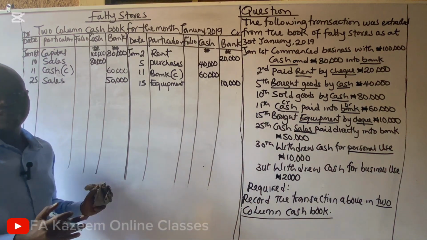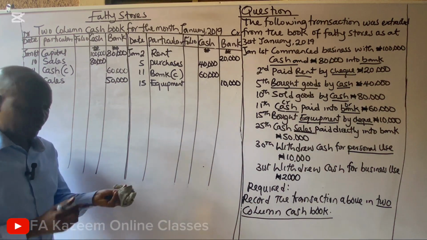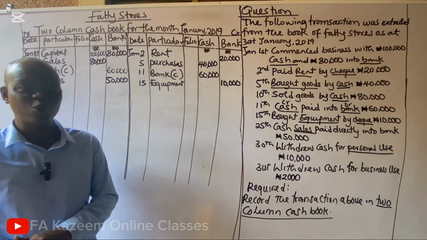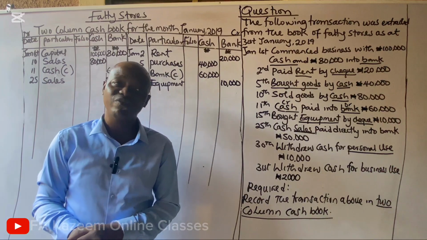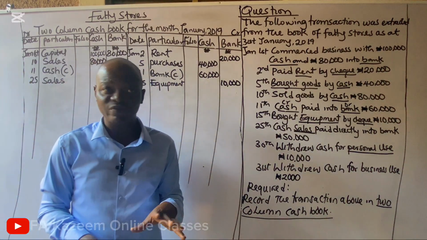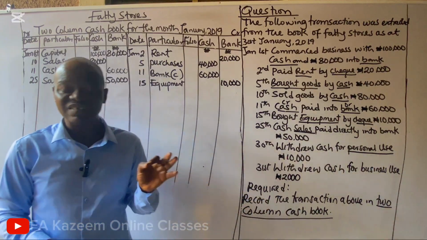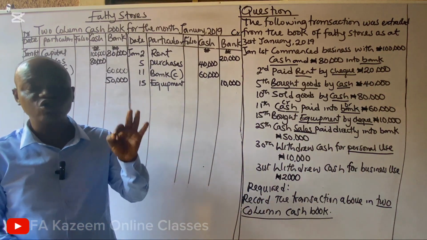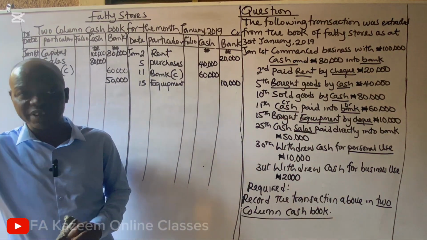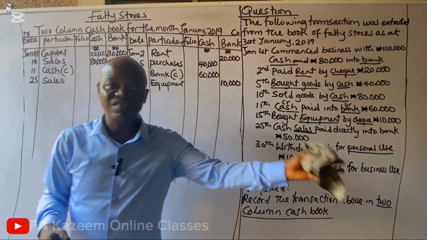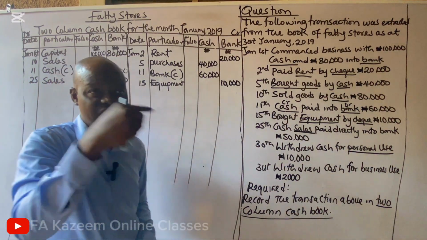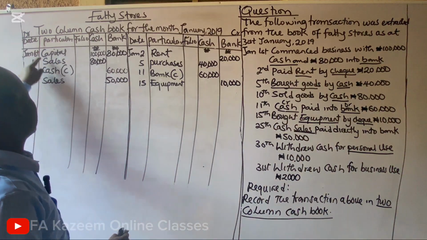After this, look at on the 30th, withdraw cash for personal use. Personal use means drawings in accounting. Anytime you see the word personal use, we represent it with drawings. We withdraw for personal use the owner of the business. And we don't put the name of the owner of the business inside books of account. This is as a result of business entity concept that said the transaction should be strictly recorded for the business and not for the owner. The owner is a separate entity, while the business is a separate entity.